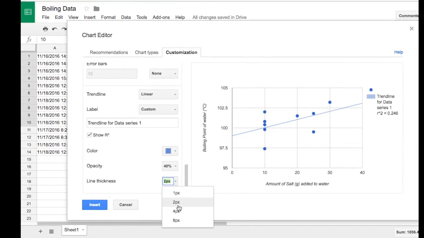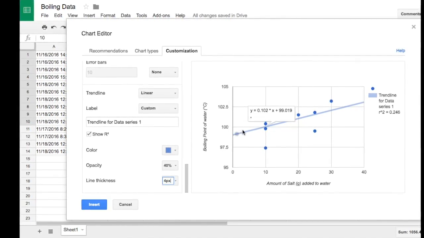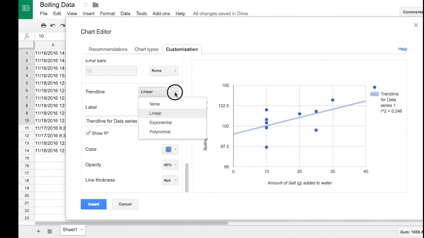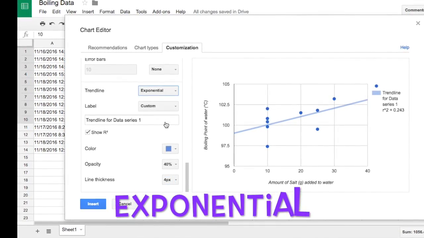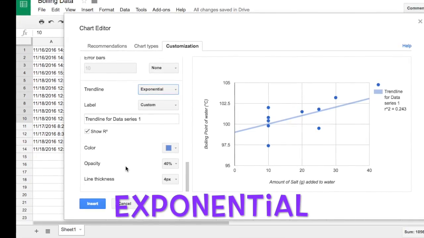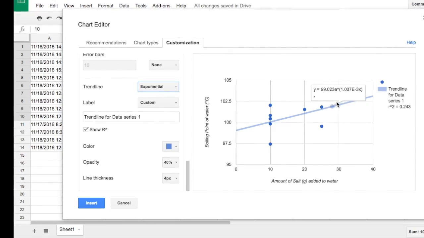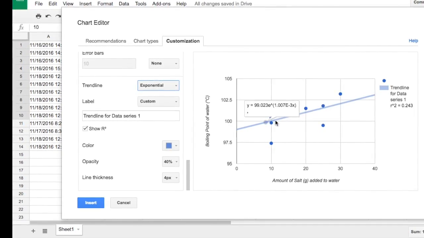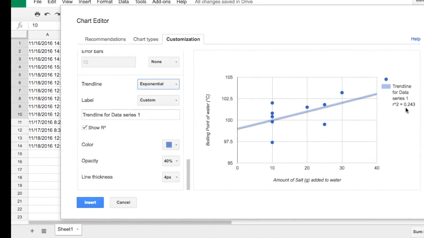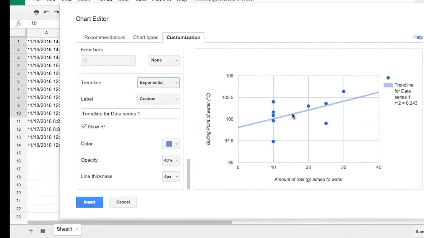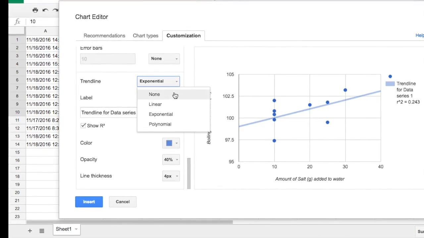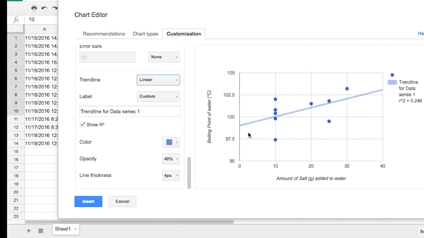I'm going to make my line a little bit thicker, and I'm going to try one other type of trend line. I'm going to try an exponential trend line. And we don't get much of a difference here because there's not a nice smooth curve pattern to this. The R-squared value goes down a teeny tiny bit. So it's best to say that this is a linear correlation here.